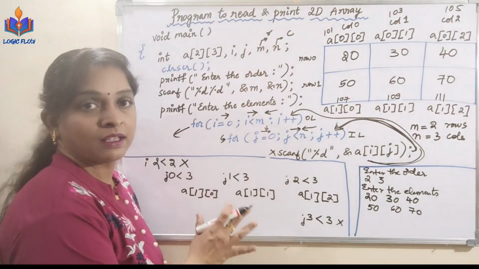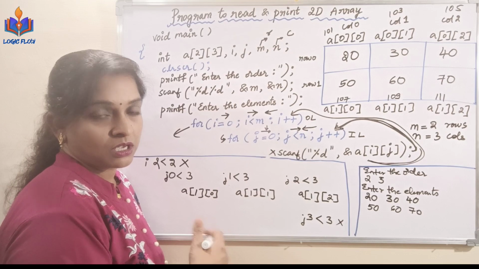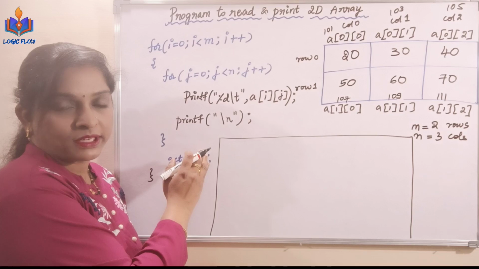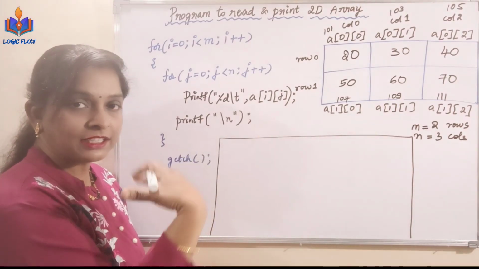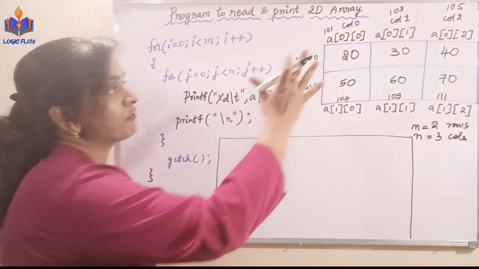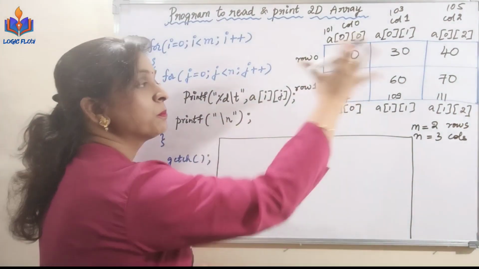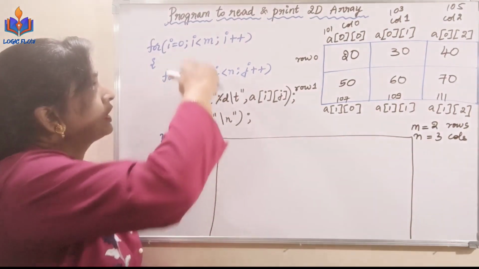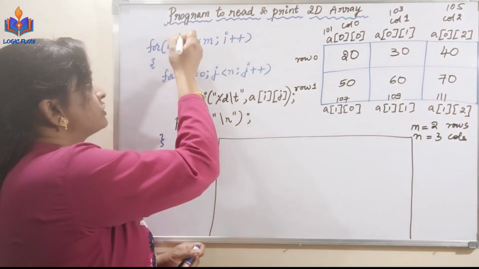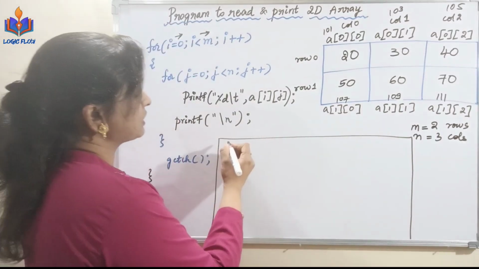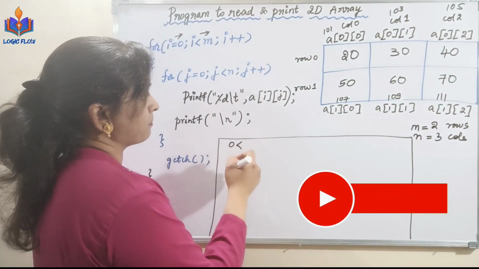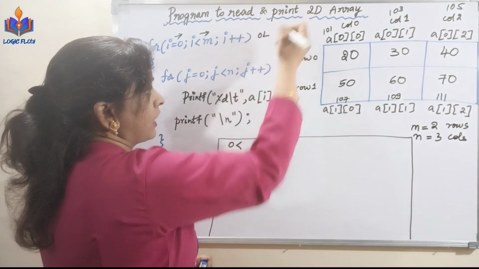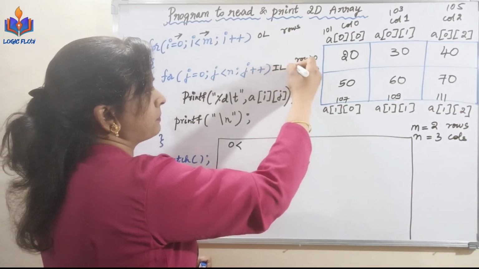So this is how we accept the values. How to print the values? Let us see that now. This is the continued portion of the program. We just saw how to read the values into the 2D array. Now we have read the values, it's time to print these values in matrix format, that is in the form of rows and columns. So let me start the loop. I say i equal to 0, i less than m. The outer loop represents rows and this inner loop represents columns.